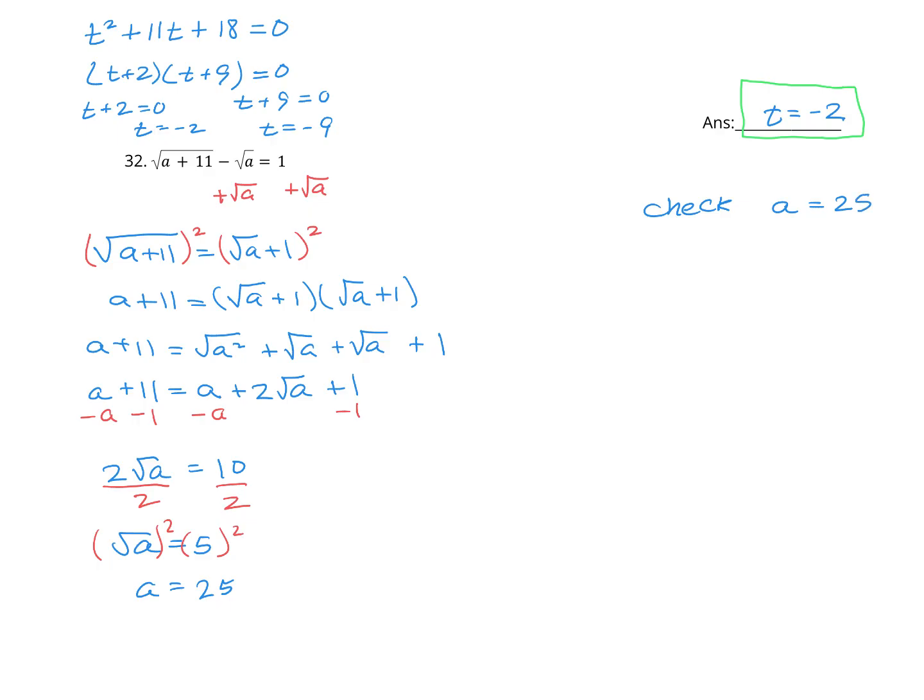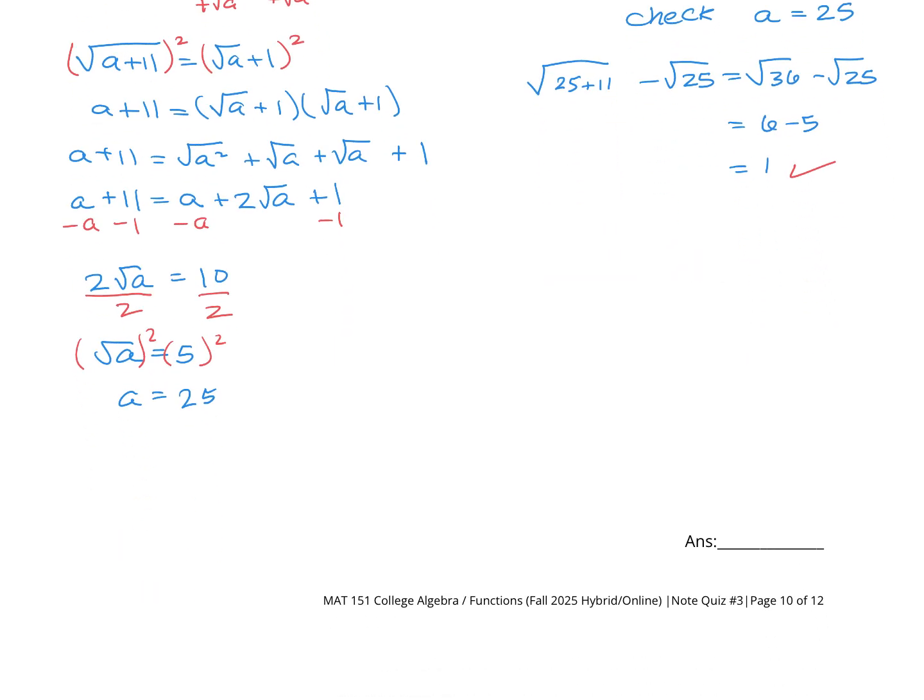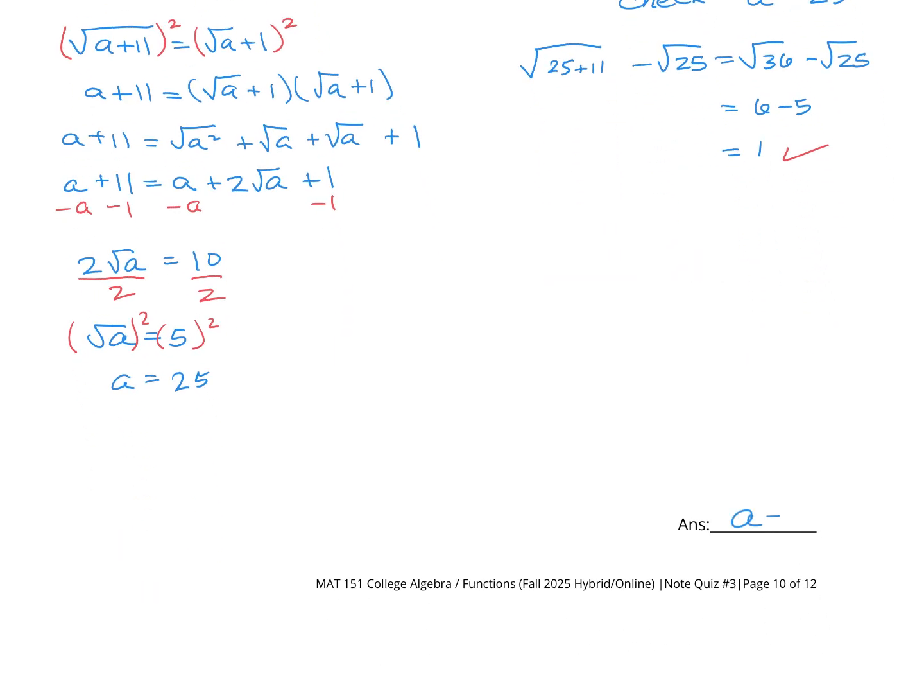If I substitute that in, that is the square root of 25 plus 11, minus the square root of 25. That is the square root of 36 minus the square root of 25, which is just 6 minus 5. And yep, that does equal 1. So we are happy. Our solution of a equaling 25 is a good solution, and we can box that problem up and call it a day.